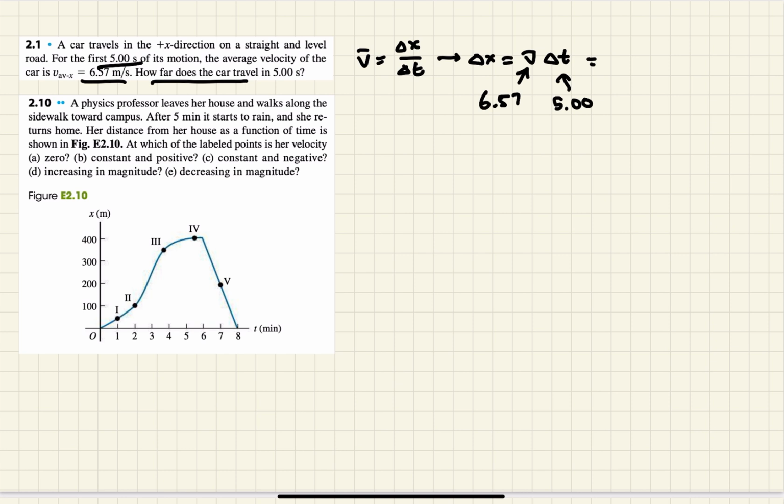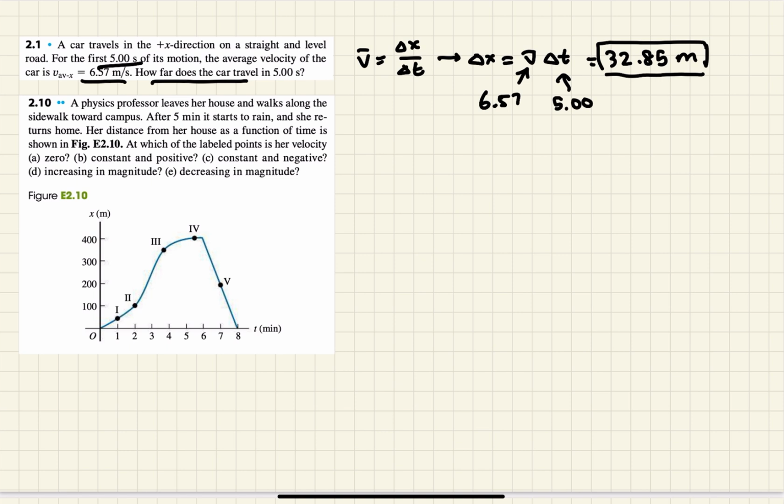Now, that brings up a good question. Are we allowed to use calculators? Most of the time, yes, because some of these calculations can be pretty difficult. So you're just going to do 6.57 times 5. It's not too bad, but when you've got it, you can use it. So it's 32.85 meters, which is the unit for displacement. And so that's going to be your answer for the first problem.